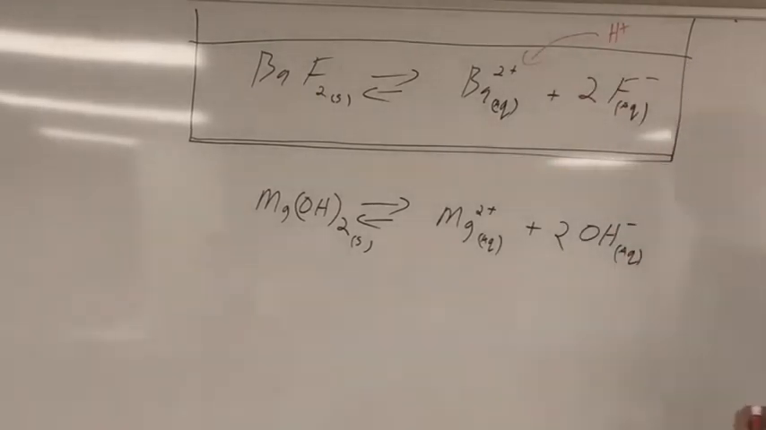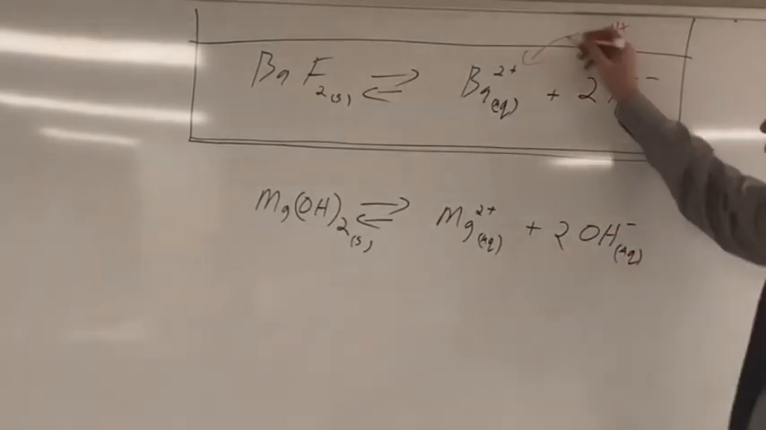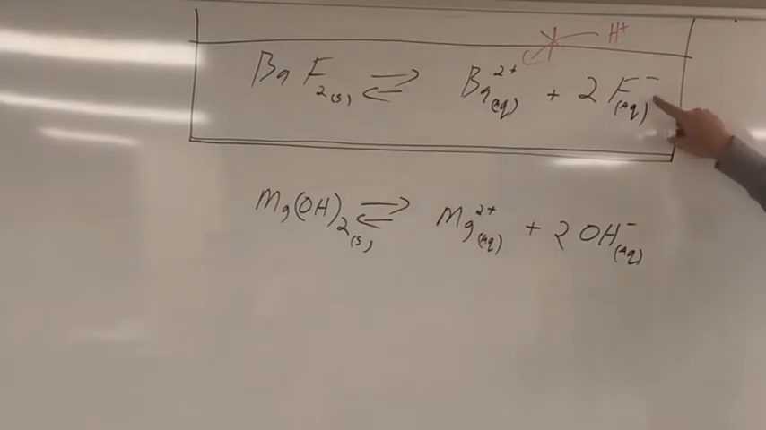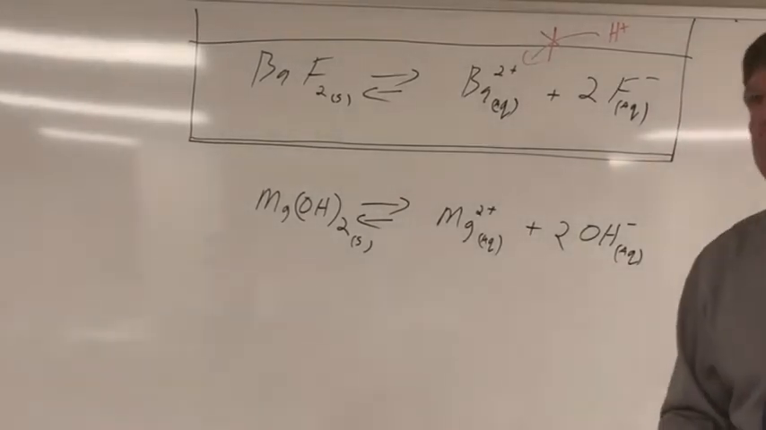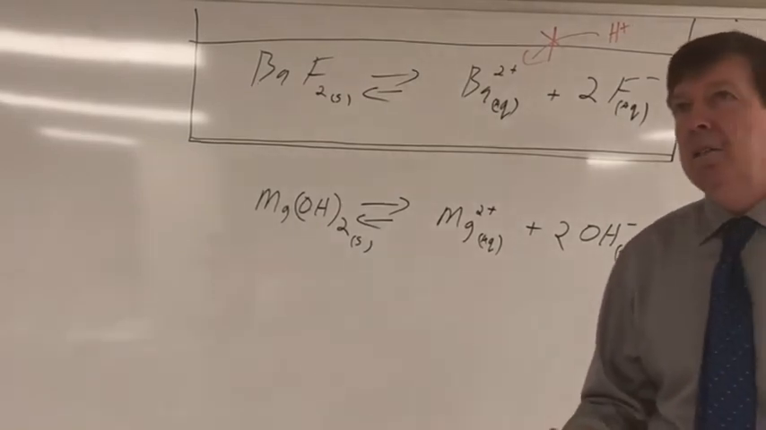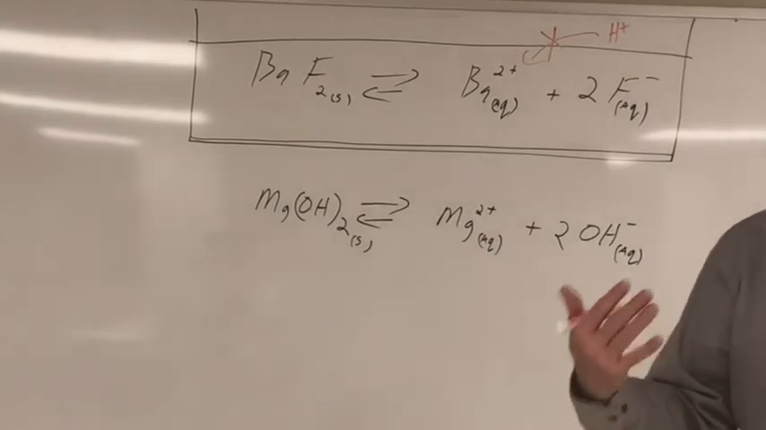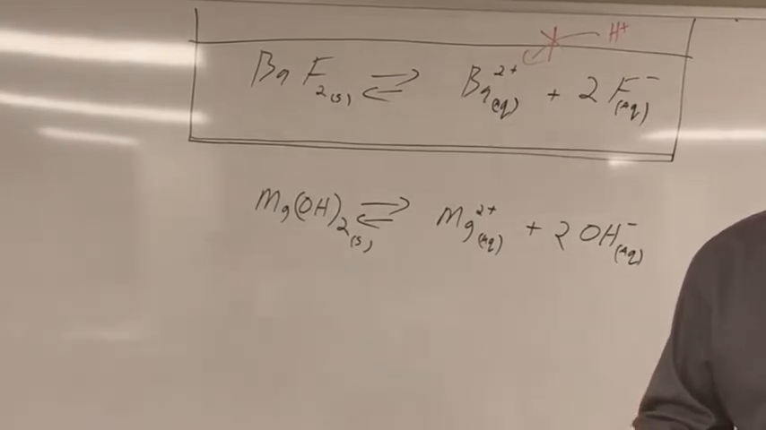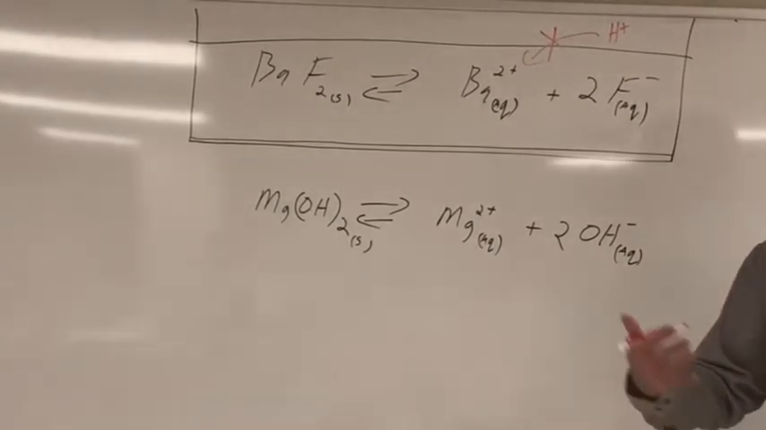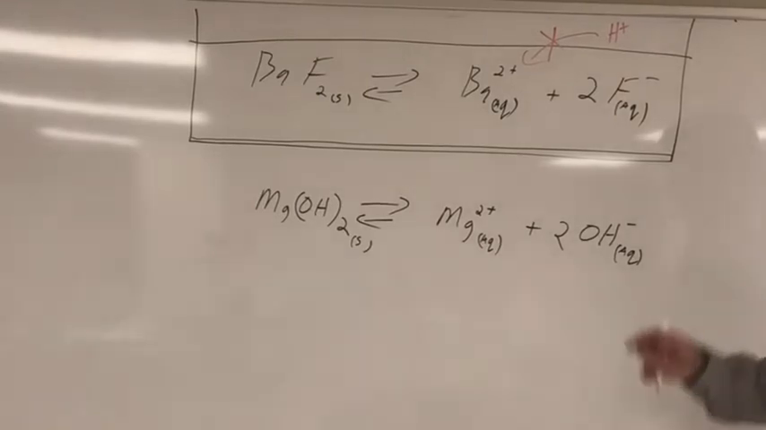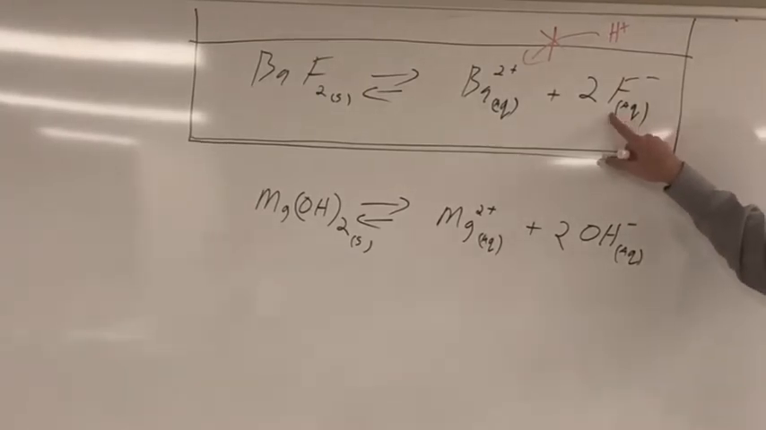So would H positive react with this? Of course not. It's not going to react with the barium double positive. Would it react with F minus? So really what we need to realize is whether F minus is a relatively strong conjugate base, because if it is, it's going to react with it. Or is this a neutral species, not going to be an acidic species?